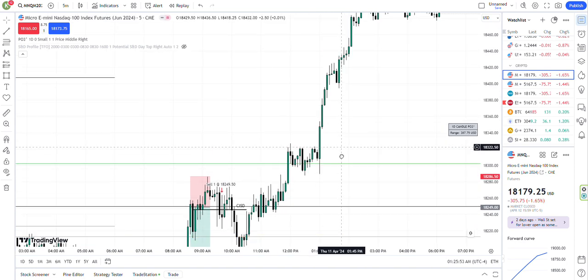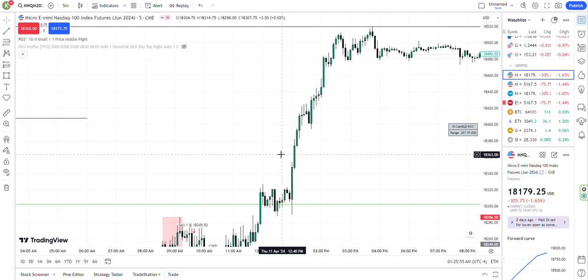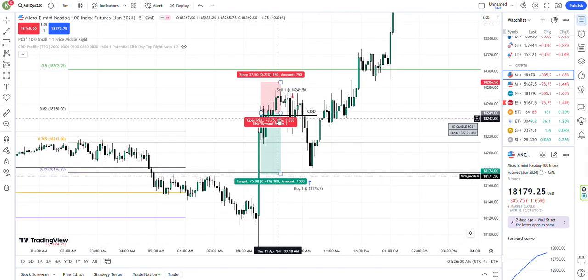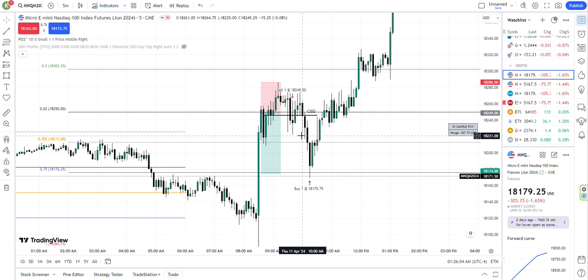And we ended up pushing up this day, and honestly, I felt no FOMO whatsoever because I got my trade in, I got my 2R, and I was happy and I was content with this trade.